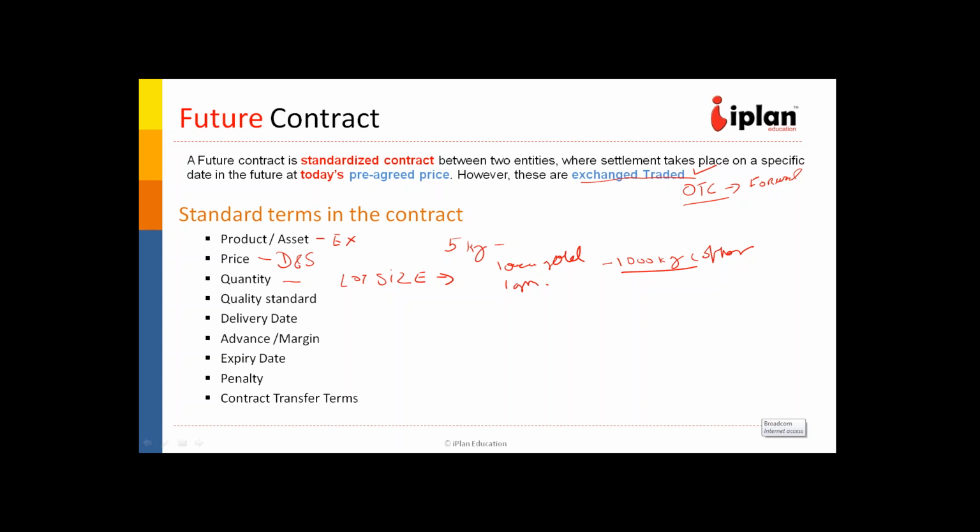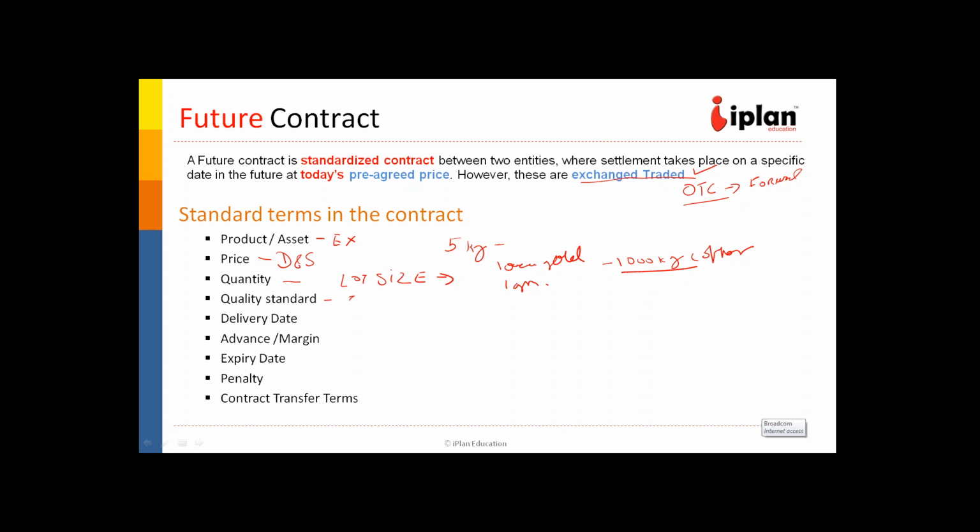But if you are willing to trade in micro lots or mini lots, as we call them, or smaller lots, you have to just check on the exchange whether these contracts are available. If they are available, then you can trade. So again, the contract is standardized, and the quantity is standardized in the form of lot size. So if you want to buy 100 kgs, you have to buy 1 lot. That will give you 100 kg, and another person will be selling at the same time that 1 lot of 100 kg.